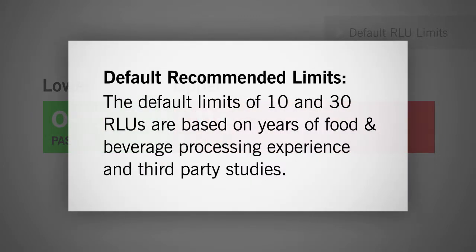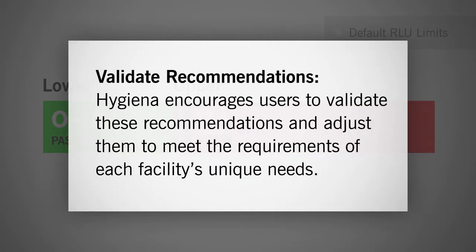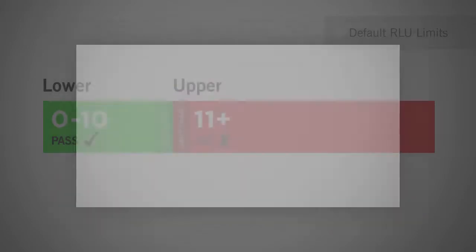The default limits of 10 and 30 RLUs are based on years of food and beverage processing experience and third-party studies. For more information, the ATP thresholds technical document is available at Hygiena.com. Download this document for your records or HACCP documentation. Hygiena encourages users to validate these recommendations and adjust them to meet the requirements of each facility's unique needs.